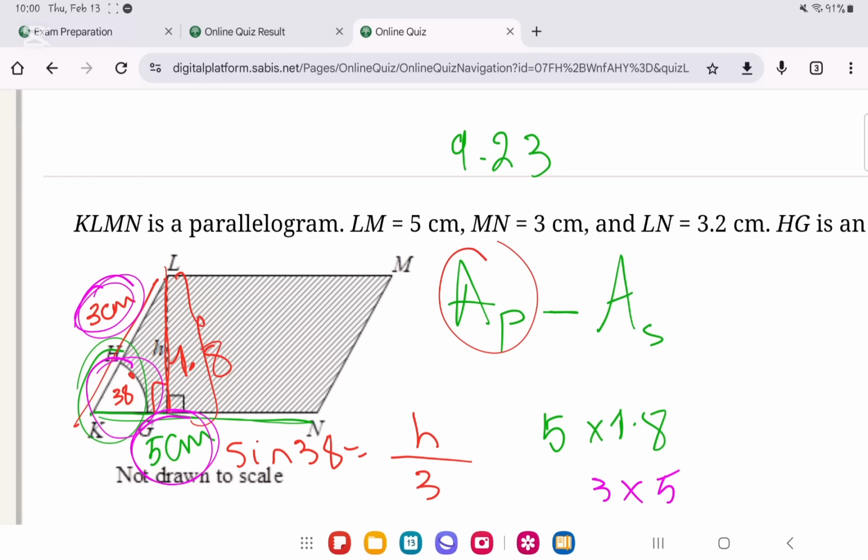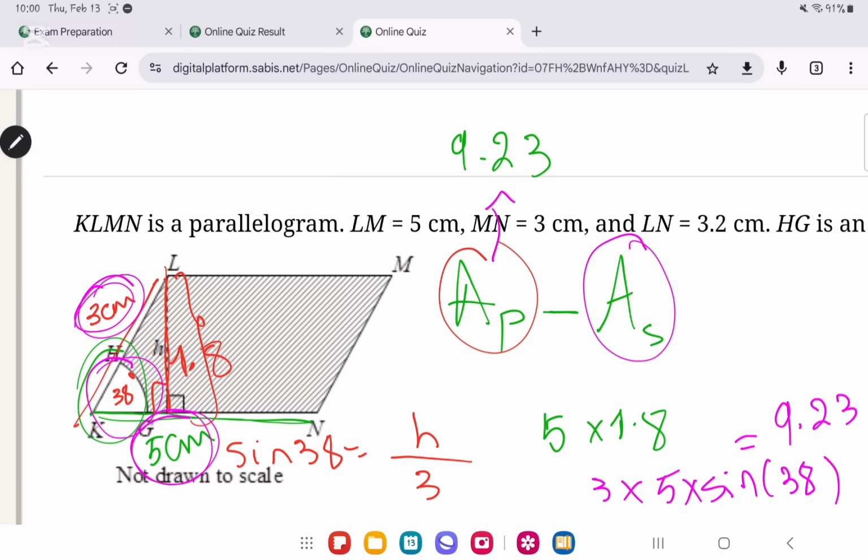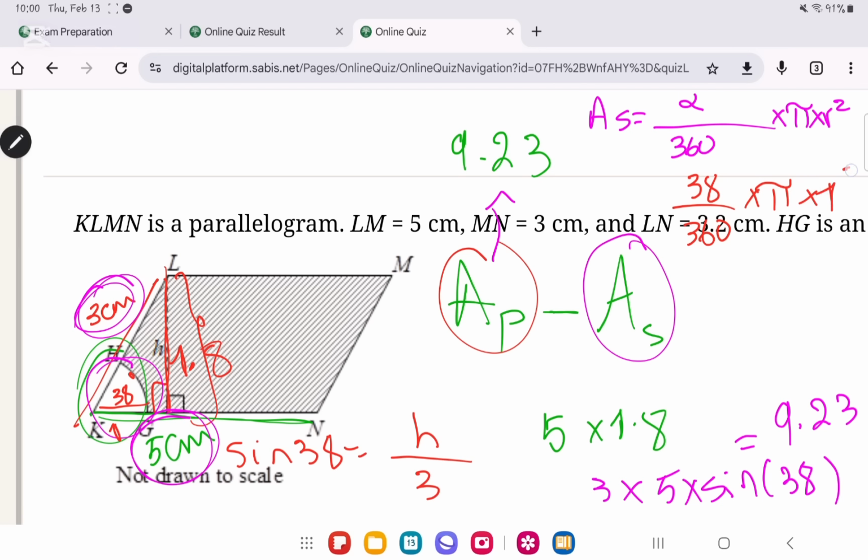Yeah, like that. So it's going to be 3 times 5 times sine of the angle in between them, which is 38. Okay, and you're going to get the same answer, which is 9.23. So far, what we have found is the area of the parallelogram. However, how do we find the area of the sector? Very simply, the area of any sector is equal to the angle over 360 times pi times r squared. So the angle we have over here is 38. 38 over 360 times pi times the radius. We know that the radius is found to be 1. So 1 squared.